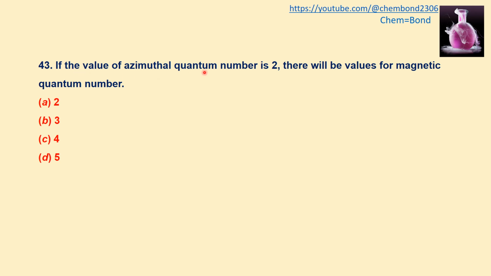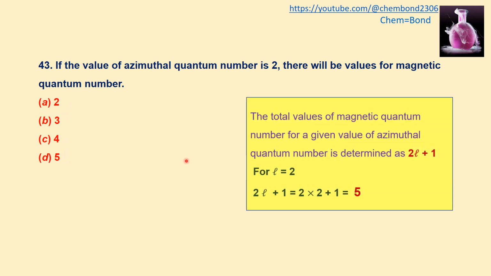If the value of the azimuthal quantum number is 2, the number of values for the magnetic quantum number is 2, 3, 4, or 5? There is a formula used for finding the magnetic quantum number using the azimuthal quantum number, that is 2l plus 1. The azimuthal quantum number value given is 2. So 2l plus 1, 2 multiplied by 2 plus 1, results in 5. So the value is 5.